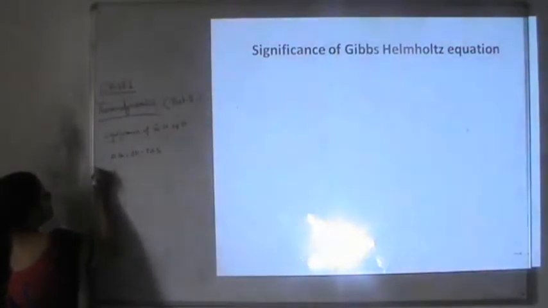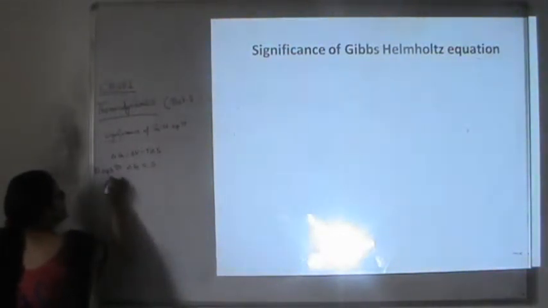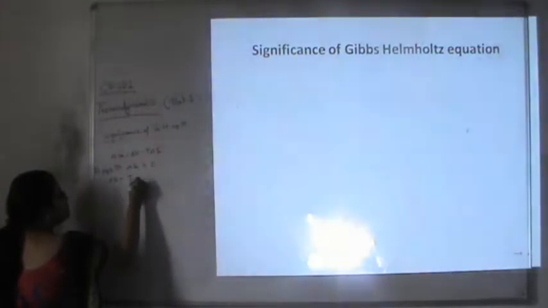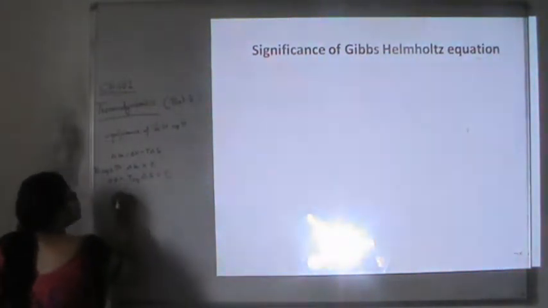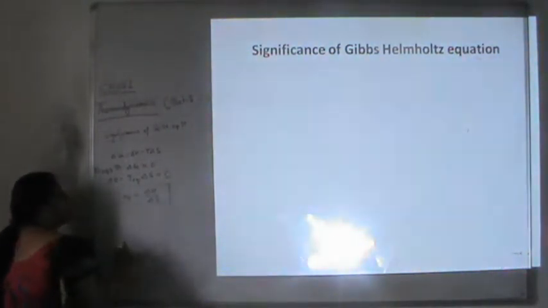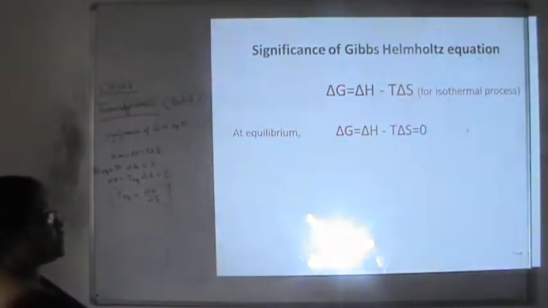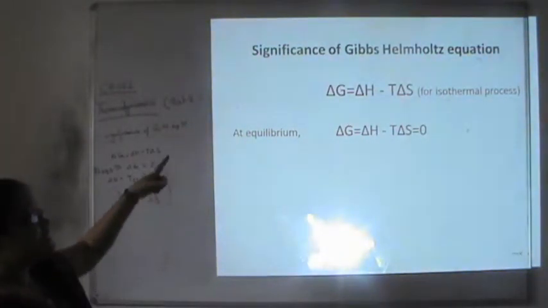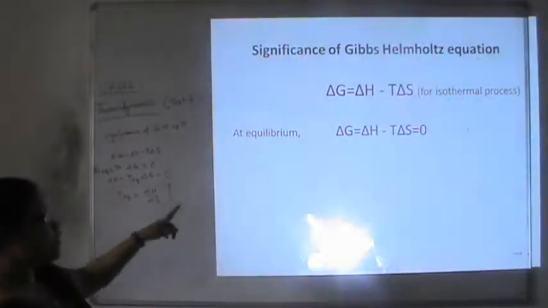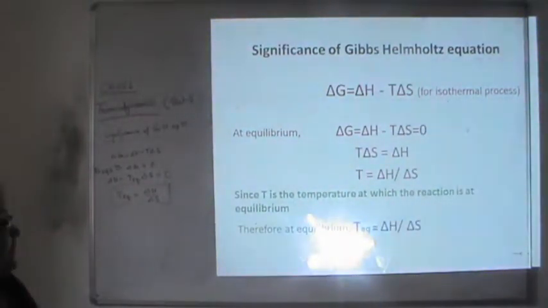At equilibrium, delta G is equal to 0. So delta H minus T equilibrium delta S is equal to 0. So T equilibrium is equal to delta H by delta S. So for an isothermal process, when temperature is constant at T, we get delta G is equal to delta H minus T delta S. At equilibrium, delta G is equal to 0, and we get T equilibrium is equal to delta H by delta S.